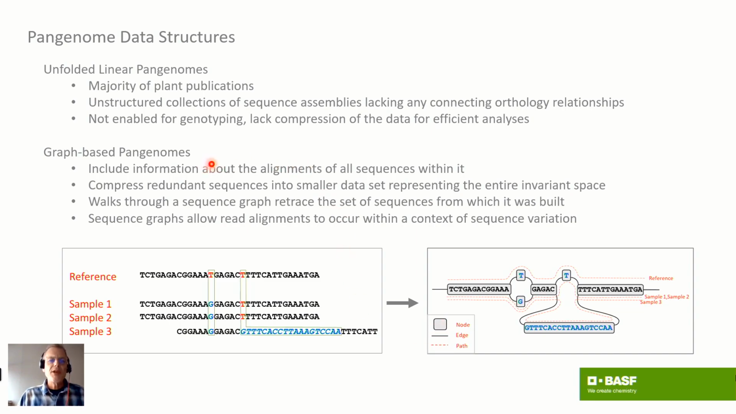So graphs are very elegant. They include information about alignments of all the sequences within it. They compress the information, essentially that redundant information is compressed to make it more efficient. It's easy to represent individual sequences in that graph structure. And most importantly for us, it allows the read alignment to occur within a context of sequence variation.